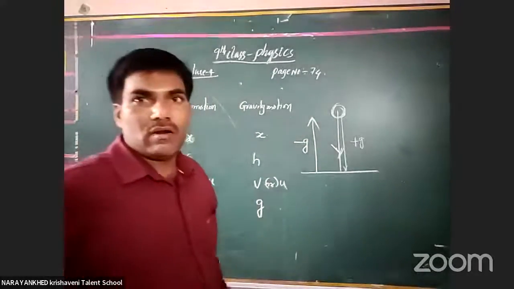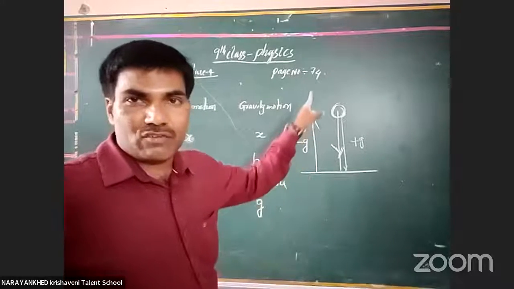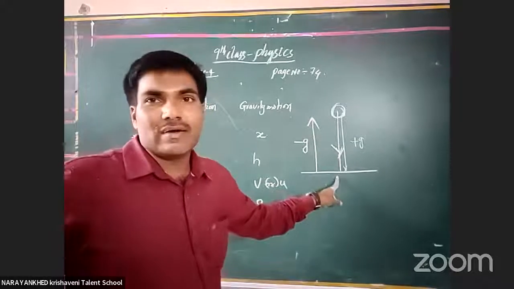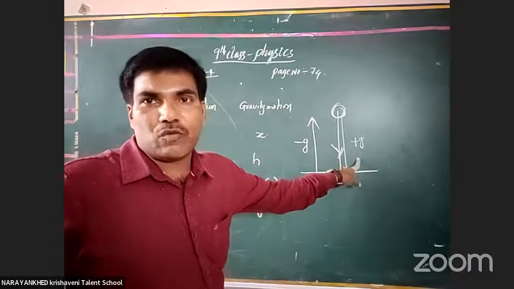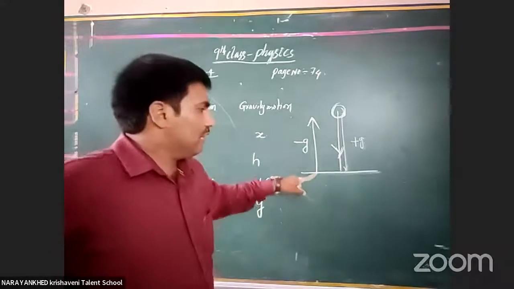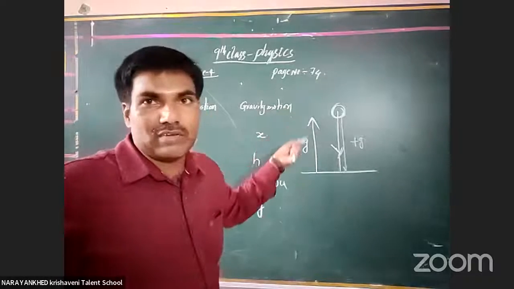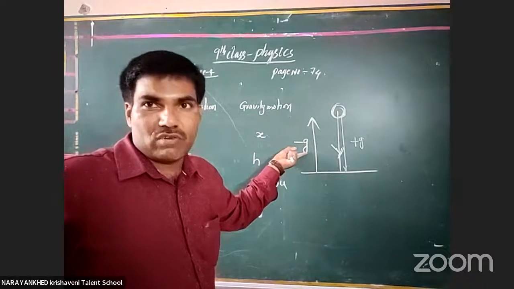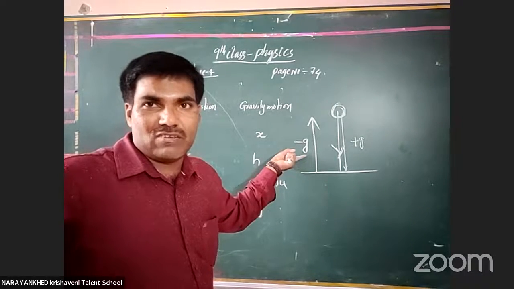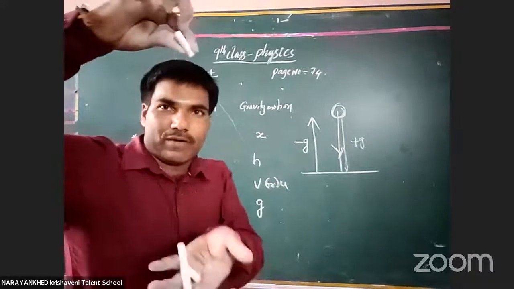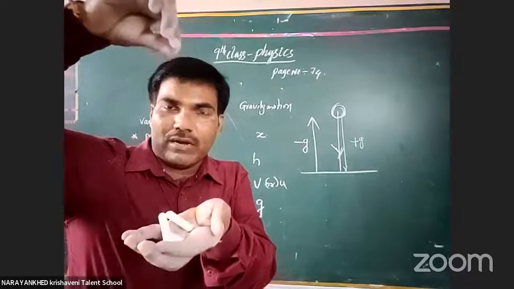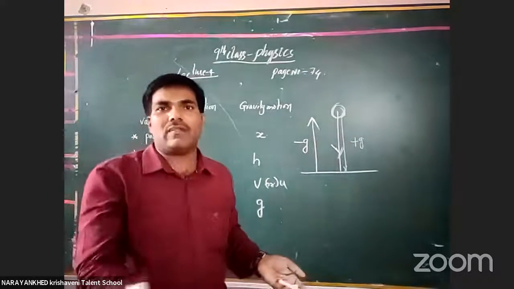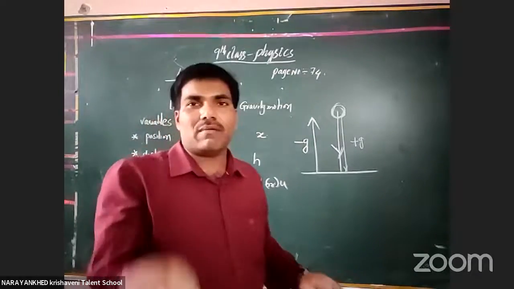Got it or not? When we take the acceleration due to gravity toward the earth, at that time it is taken as positive. When it goes away from the earth, it is taken as minus g. Understood, all the students? So the drop here is plus g, and the upward motion is minus g.